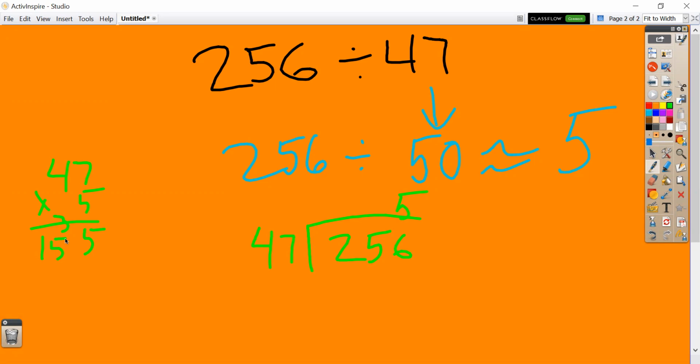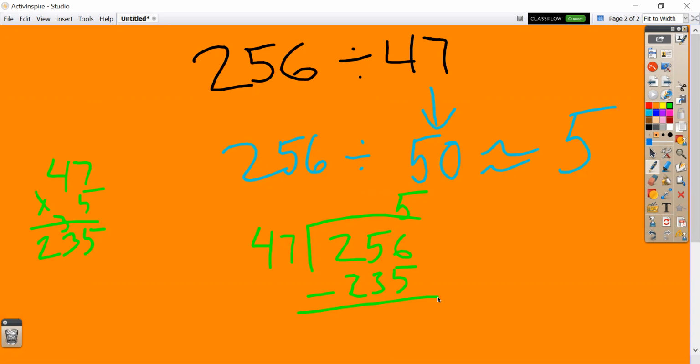That is a wrong answer, Mr. Briggs. Let me just back up. 5 times 4 is not 15. 5 times 4 is 20. Plus 3 more is 23. 235. Let's see what that looks like. Let's subtract 235 and see what we're left with.